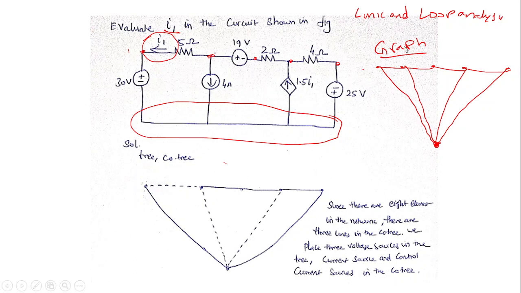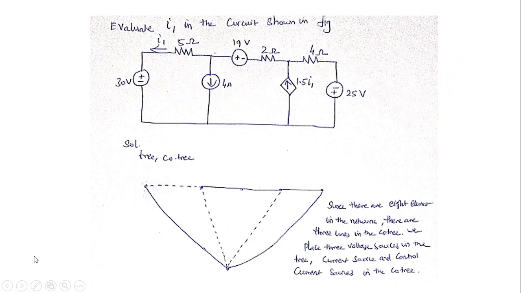Next I need to draw a tree. In order to do that, I am going to clear all this. The same number of nodes will be there: 1, 2, 3, 4, 5 and the last one is 6. So I have drawn all the nodes.